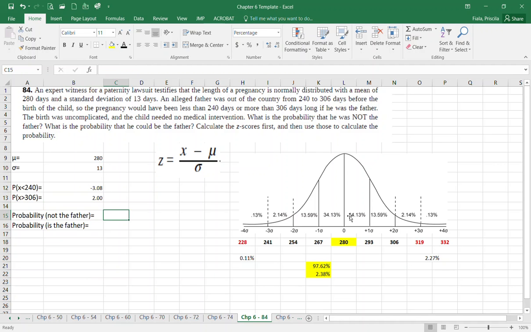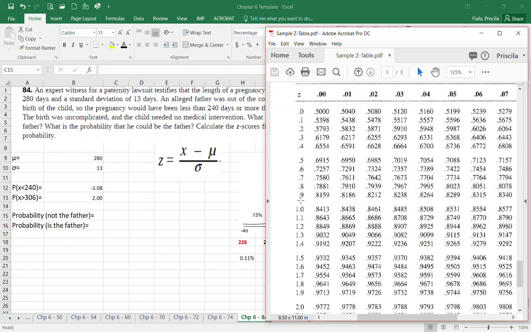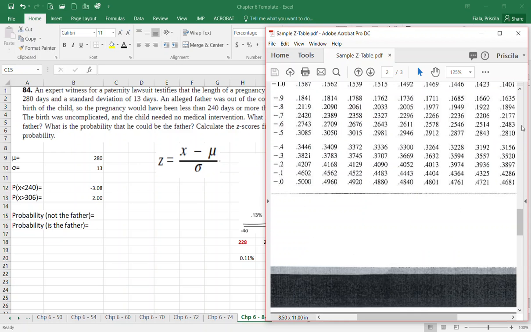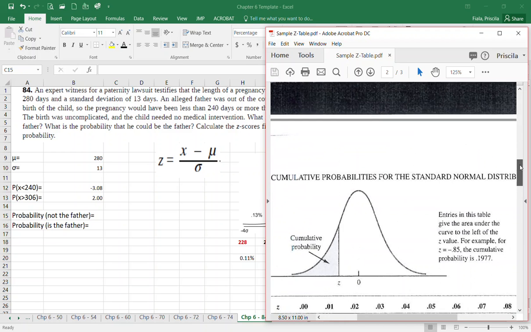So remember I said without even calculating my scores, I would get about this. And then right here I confirm my z-scores. They should be about this. Then now that we have the z-scores, we have to look at our z-table. First it's telling me that the probability of x being less than 240 is minus 3.08. So let's look at minus 3.08.